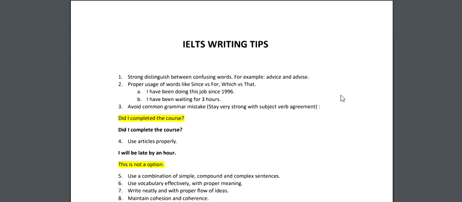Again, you must use articles properly. I'll be late by an hour. This is not an option, but because for the example I wrote the sentence incorrectly, I marked it in yellow. So make sure you don't commit mistakes in articles. You've got to practice really hard, and in this way you can achieve it.